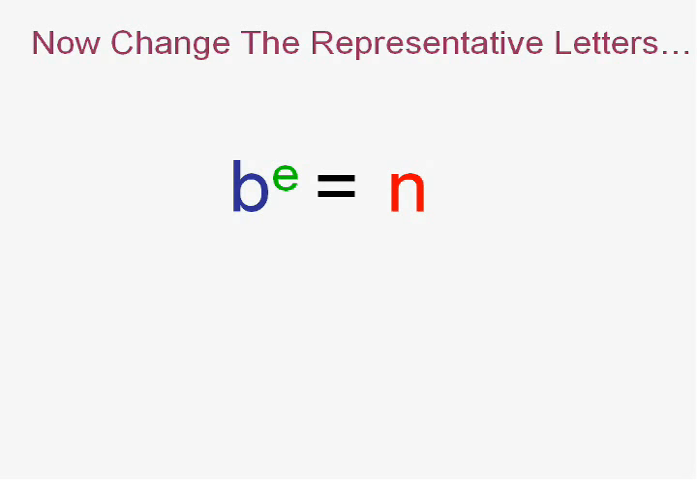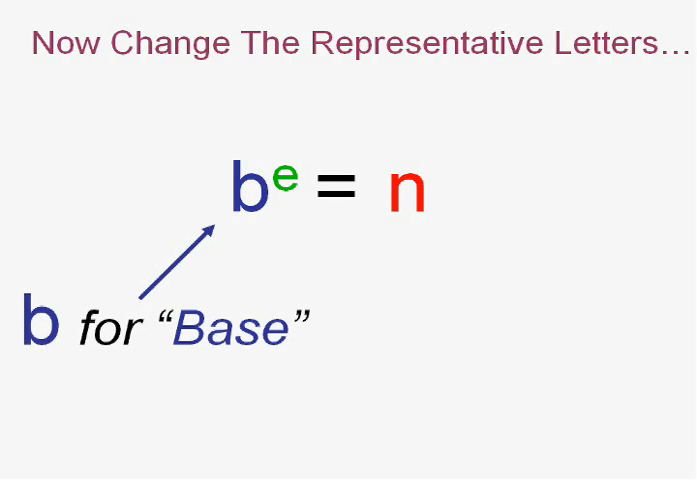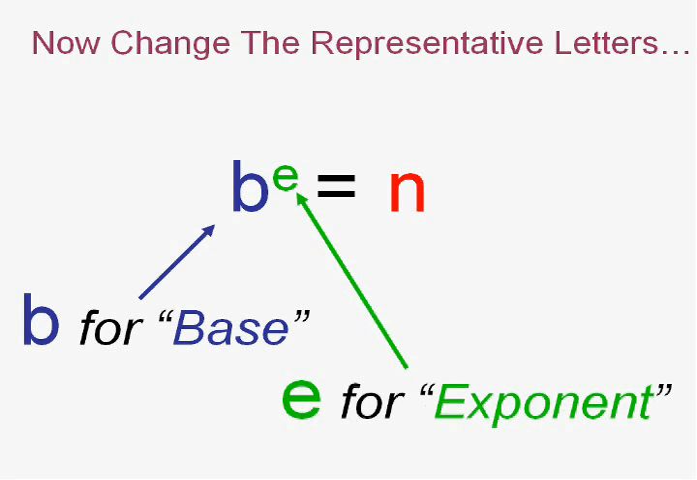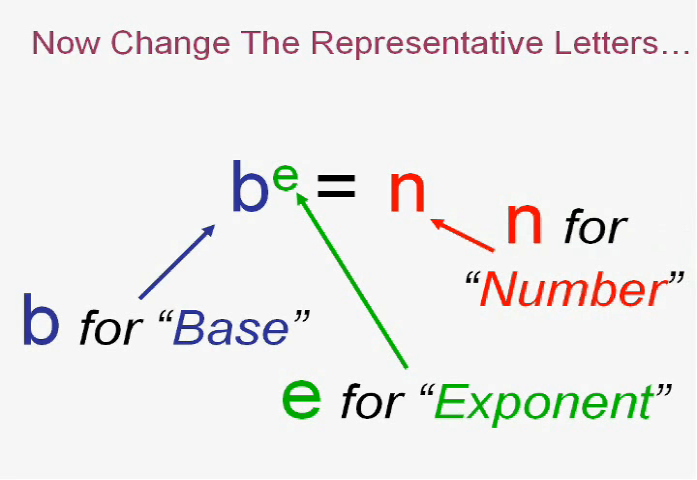I'm going to make it b to the e equals n, rather than b to the x equals y, and I'll tell you why. I'm going to say b is the base, which we had before. E is the exponent. That seems logical. And n is just a number. Okay, let's speak in plain English.